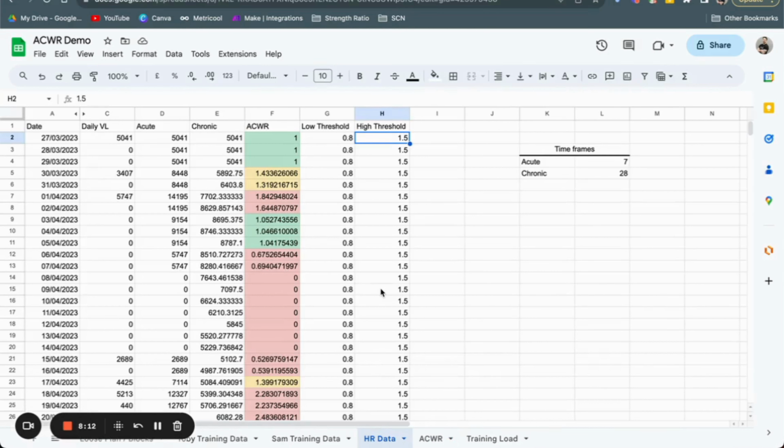So hopefully that gives you a little bit of an idea of the acute chronic work ratio, how it can be calculated, how you can use it, and some of the issues around it. I know there's other research out there which has suggested it's not such a good measure, but I know there's a lot of people that still would like to do it.